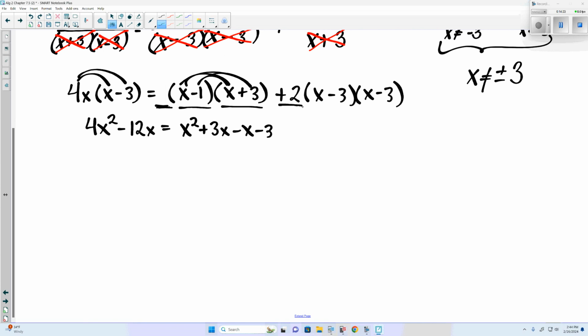However, our second set has this plus 2 times our x minus 3 times x minus 3. So we'll multiply the x minus 3's together and then multiply what we get with 2. Questions on this here?